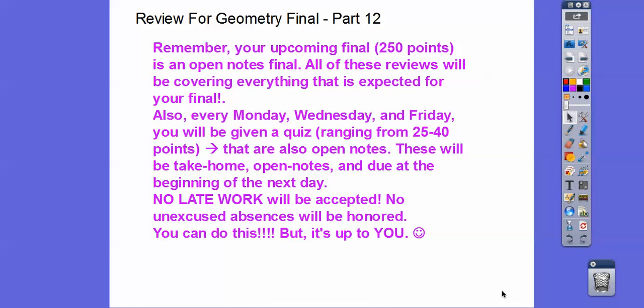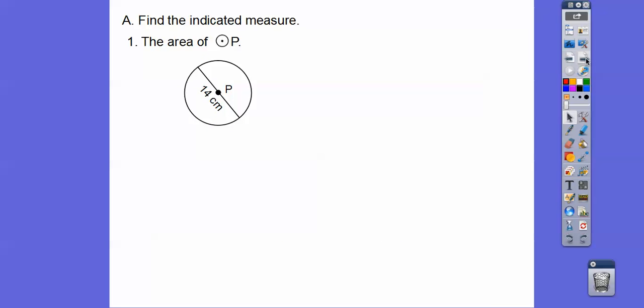Hey folks, in this lesson we're going to be doing area, and what else are we doing? We're doing sectors of circles and finding the area of the shaded region. Okay, so here we go. Find the indicated measure.